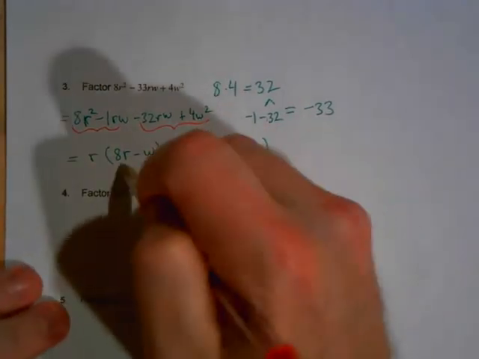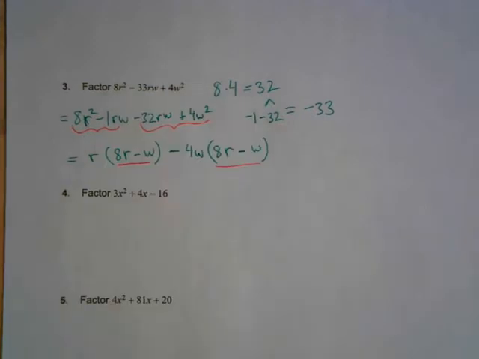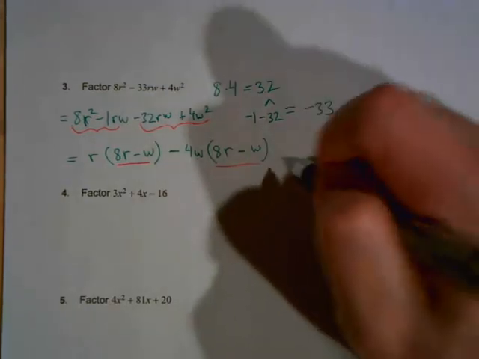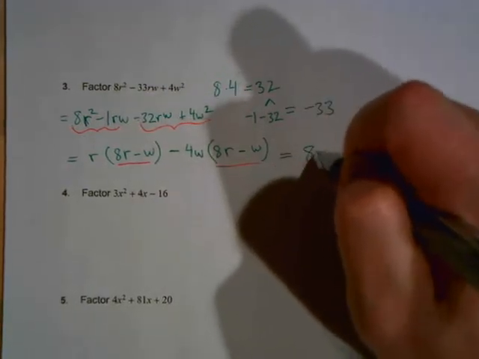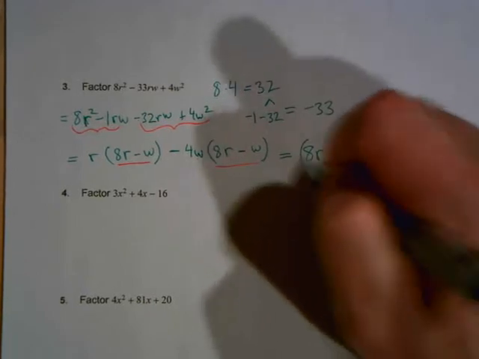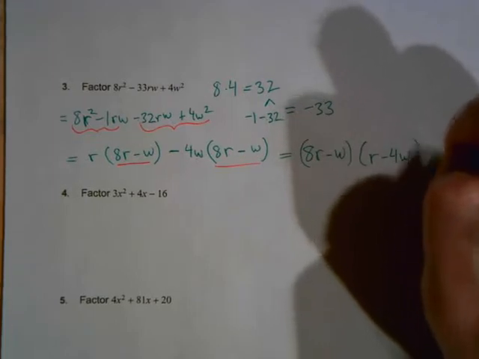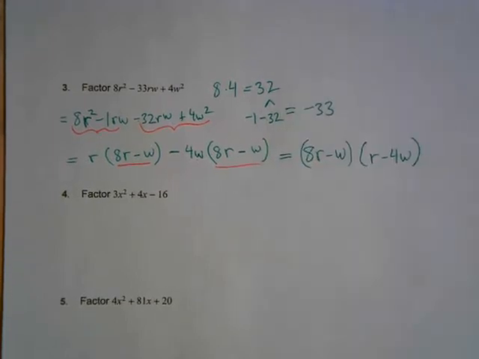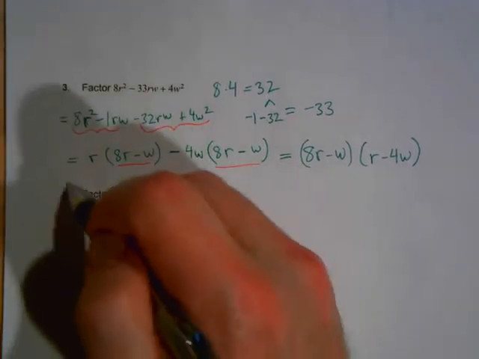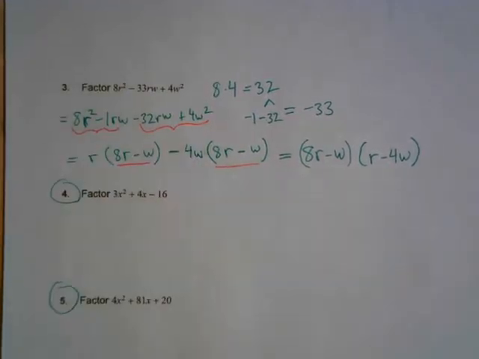Built-in self-check. Those two things have to match. If they don't, you made a mistake. Go back and fix it. I take out my common term, 8R minus W, and I'm left with R minus 4W. Alright. I want you to try 4 and 5.